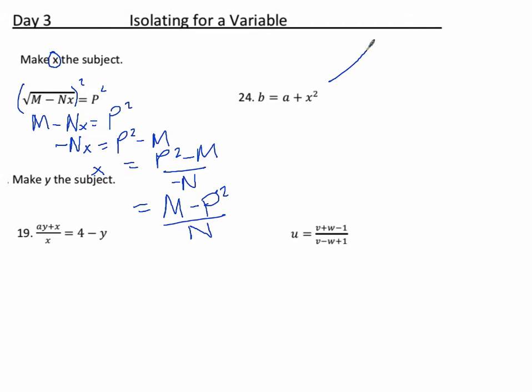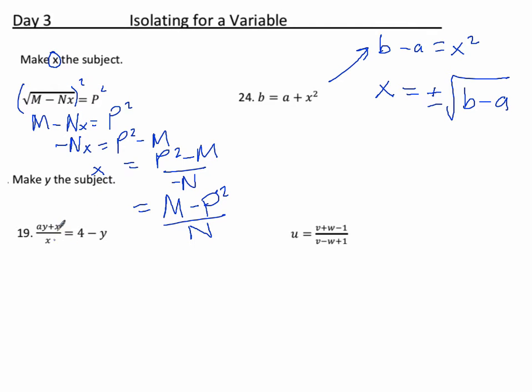Okay, the next one, solving for x squared, we'll subtract a from both sides. We get b minus a equals x squared. Now when you square root and there's no context here, we can write positive negative root of b minus a. Don't forget the positive negative part.